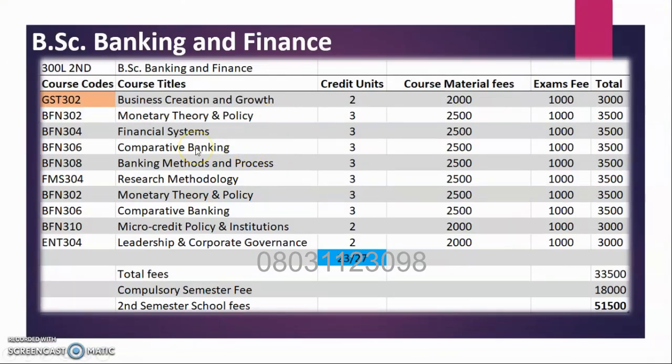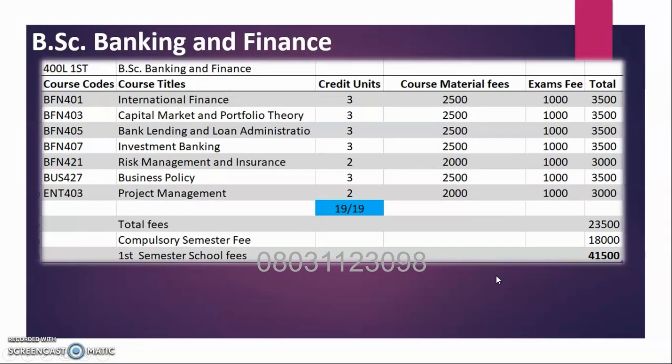300 level second semester, you can see lots of BFN courses, banking and finance, as you are getting into it fully. So let's see here. The fee appears to be very accurate. 3 units 2,500, 2 units 2,000, and the sum comes to 51,500. Though there are lots of them, only 23 units are required of you to pass. So you may just register 23 units and pass all of them. That's it.